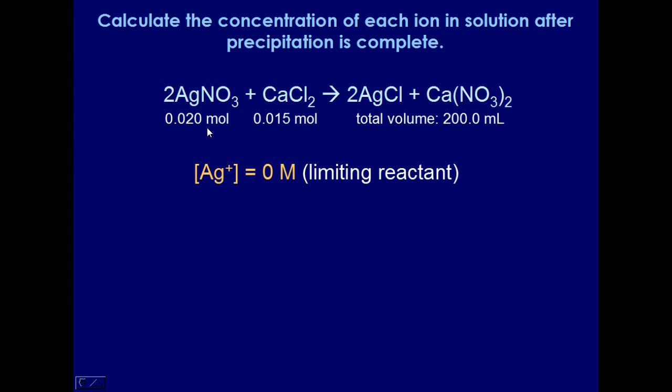Just as a reminder, I talked about these before I got to this slide. These are the amounts of moles you have of both reactants, as well as the total volume you have of your mixture. And that just came from the first part of the problem. We're going to take a look at the spectator ions now.